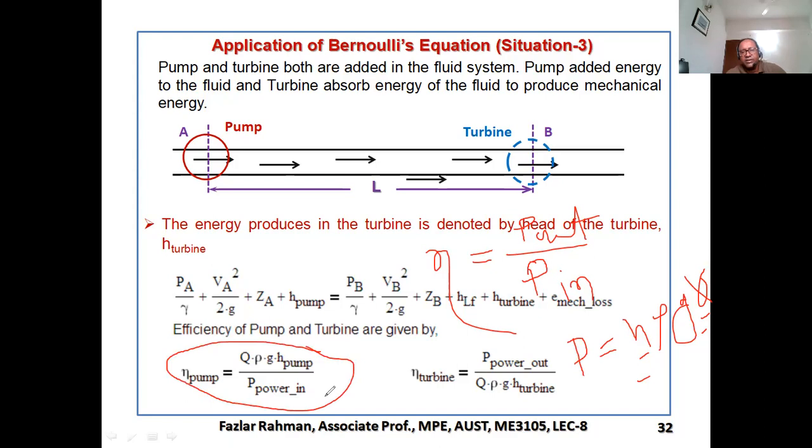But in the turbine it is opposite, because P input is this much, coming in at the bottom. This much energy he is taking from the fluid, and this much is the output. So your turbine efficiency will be P output by P input. And in case of turbine, if I say PT, the turbine taking energy from the fluid equals H turbine, that means head of the turbine, into rho into G into Q. Q means flow rate, right?